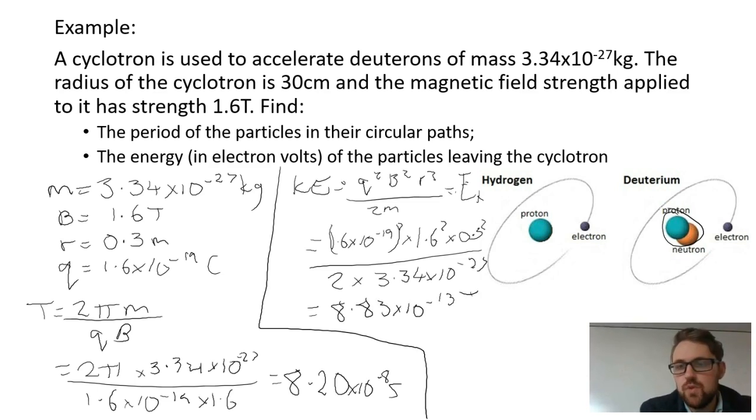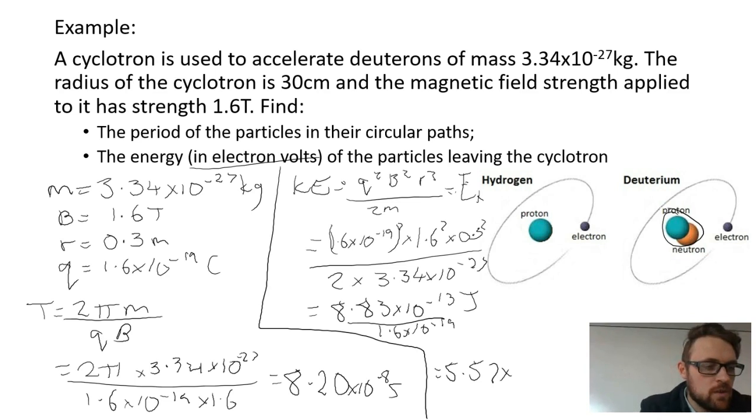negative 13 joules. Energy is always measured in joules, but we've been asked to find it in electron volts. Now, to go from joules to electron volts, we divide by 1.6 by 10 to the negative 19. And our answer is going to be 5.52 by 10 to the power of 6 electron volts. Awesome. So that's how we deal with those problems.